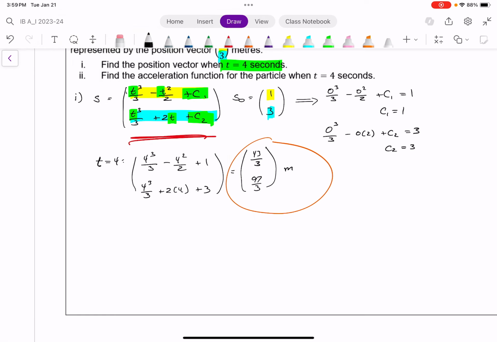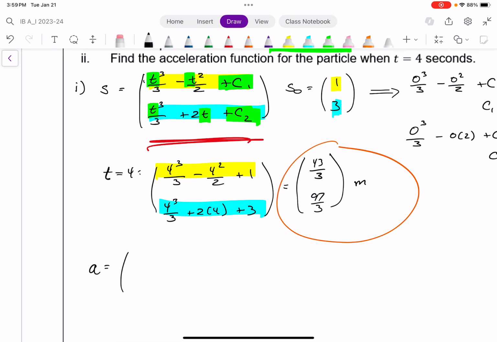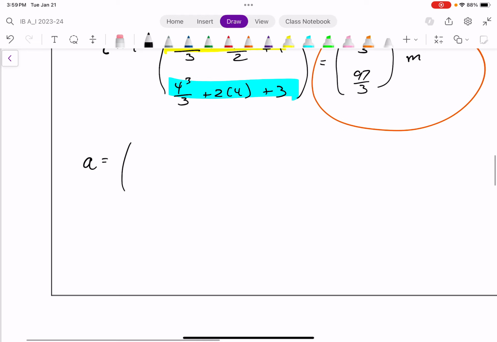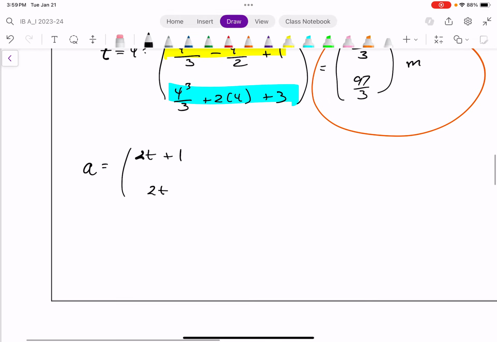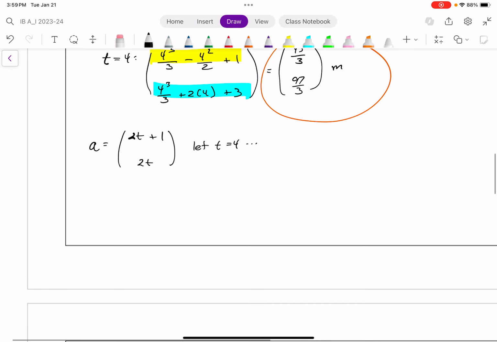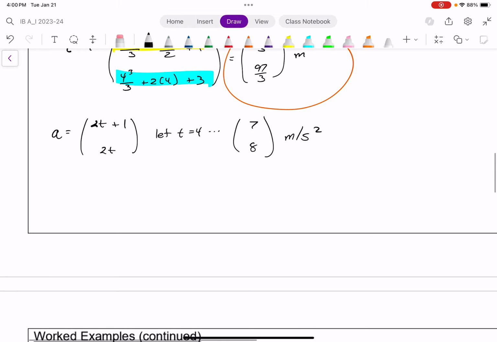Well, let's just differentiate this, and again, substitute t with 4. Should be faster. So for the acceleration function, I guess I should really say differentiate these here while we still have our variables. I think you get the idea. My first piece will be 2t plus 1. The second one will just be 2t. When we differentiate this, and again, let t equal 4, we really quickly get our acceleration at that point being 7 and 8 meters per second squared. And there's our answer for that.